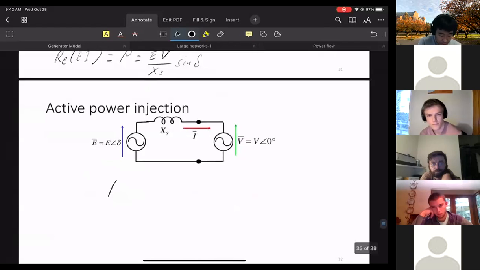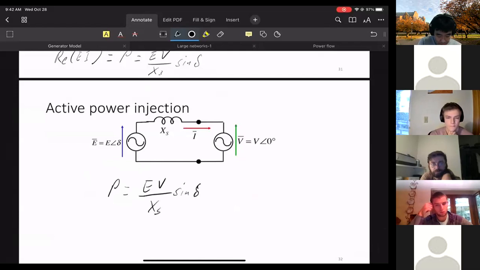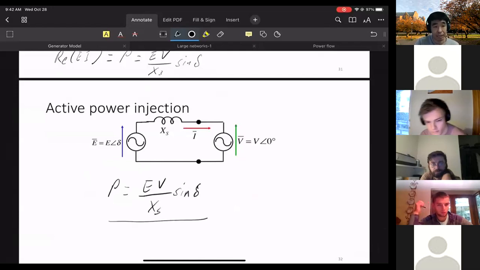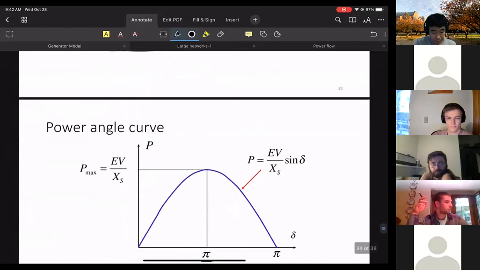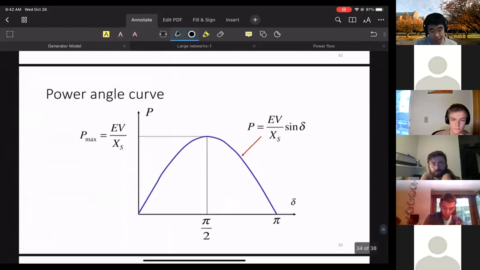So this is P equals E V over XS sine delta. This is the important equation, the active power equation we have for the system. And if you look at this curve, we recover the same curve as before, right? This is the active power curve depending on the angle between the generator voltage and the terminal voltage. The maximum occurs at angle 90 degrees or pi over two, and P max is E times V over XS. So it's a very simple equation.